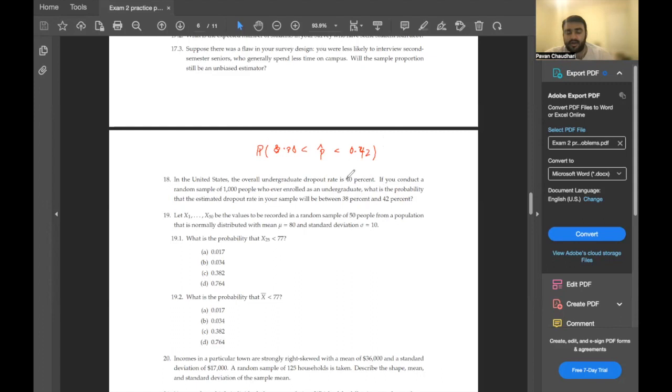And so as before, we subtract the mean and divide by the standard deviation, right? The mean here is 0.4, so it's 0.38 minus 0.4. And then the standard deviation is 0.4 times 1 minus 0.4, so 0.6. I'm just going to write it all the way out though. Divided by the square root of the number of samples, which is 1,000.